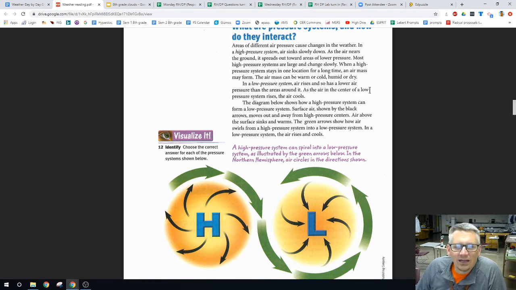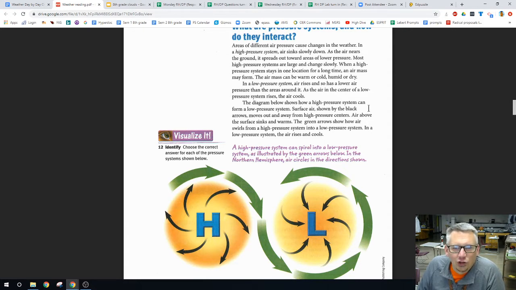As the air in the center of a low pressure system rises, it cools. The diagram below shows how a high pressure system can form a low pressure system.